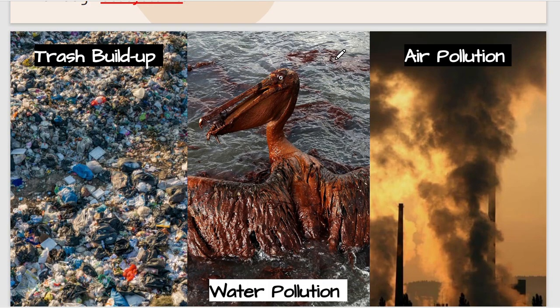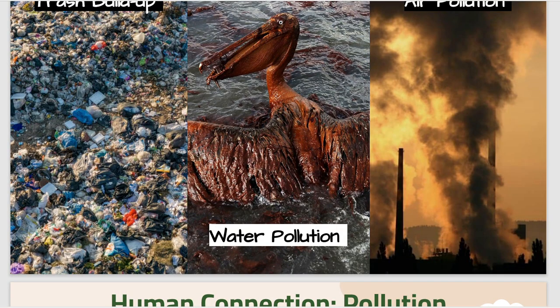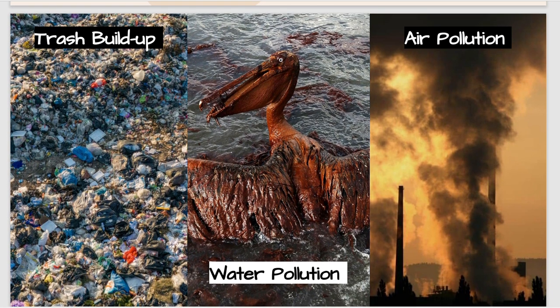We have water pollution. This is an example of an oil spill, so the water being polluted with oil that has been spilt into the ocean. And then air pollution, smog and smoke being sent into the air and polluting our atmosphere and affecting the air quality.